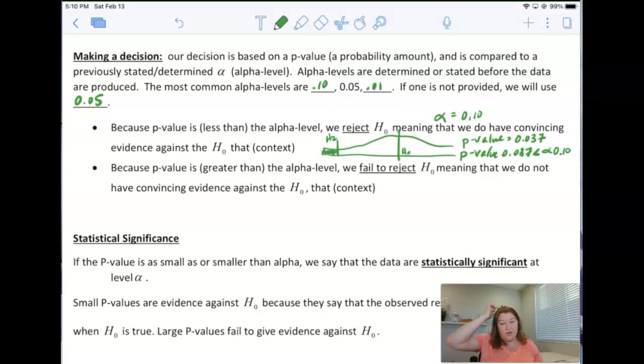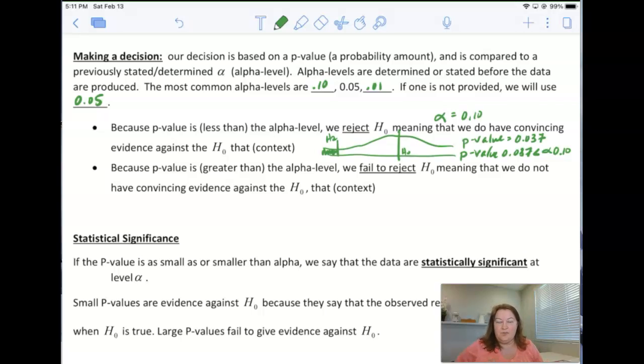And because it's so much less, it's only a 3.7% chance of me being at this H sub A level or less, right? I think this is a very rare event, so I'm going to say I don't think your H sub O is really the true amount, because if I was sampling, it's very unlikely I would be this far away from the true mean of the population. Okay, and then the other one is just the opposite.